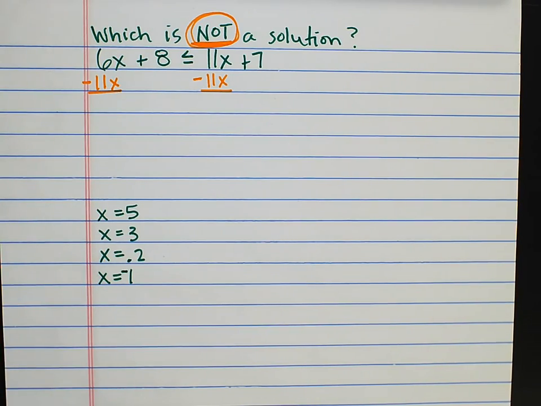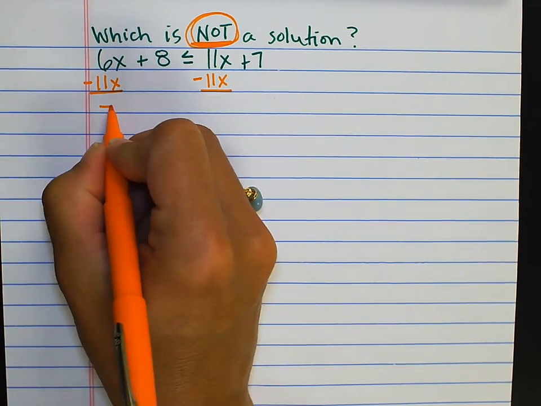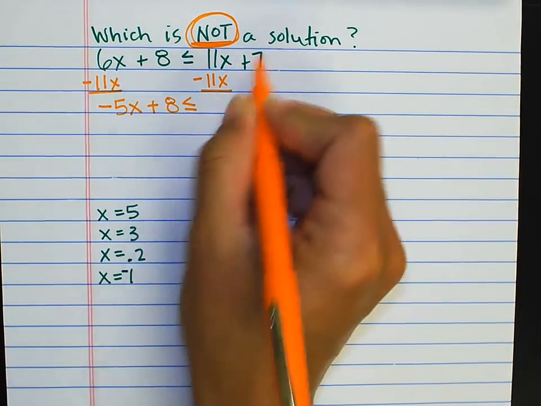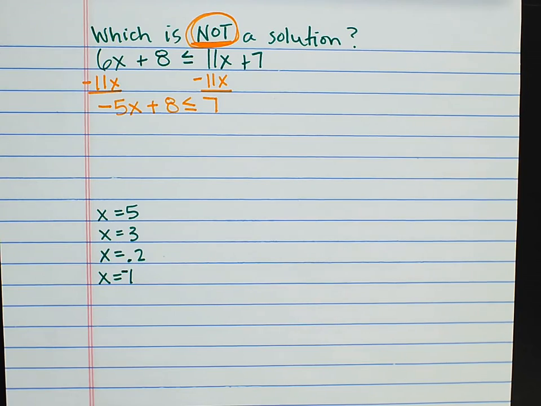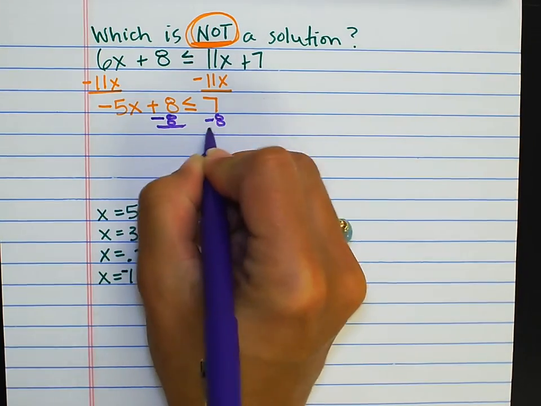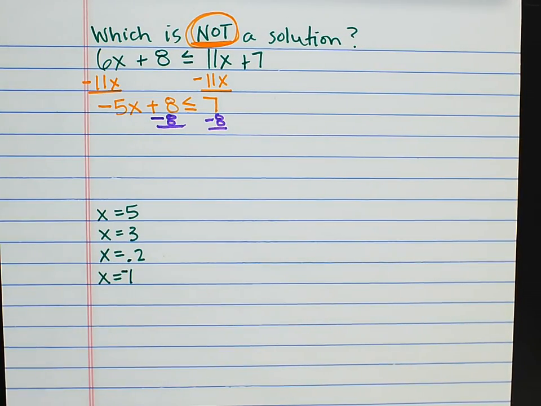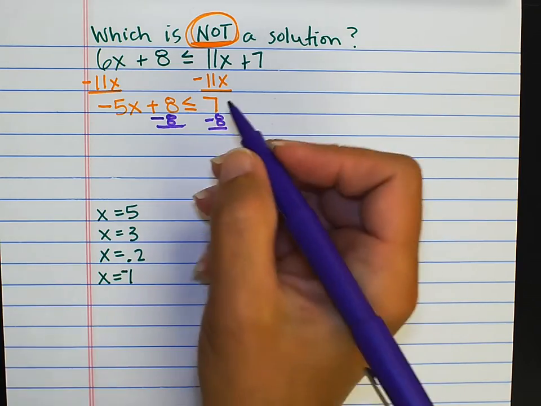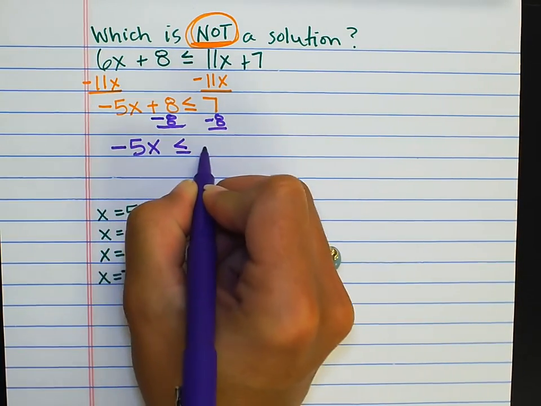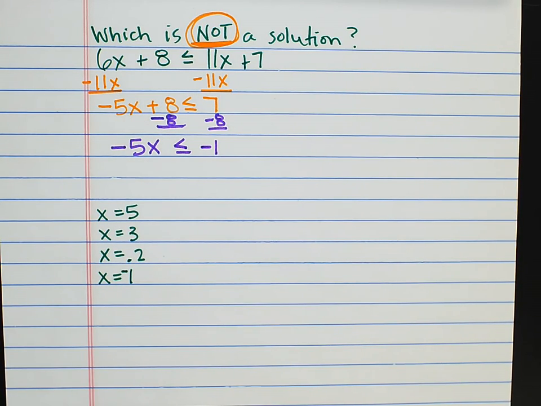So I get negative 5x plus 8 is less than or equal to 7. Those zeroed out. I'm going to now move the 8 because my goal now is to get x by itself. 7 minus 8 is going to give me negative 1. So I have a negative 5x less than or equal to negative 1.